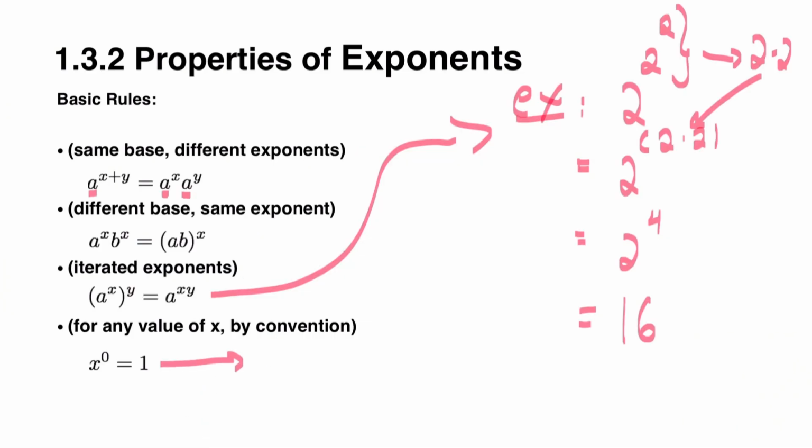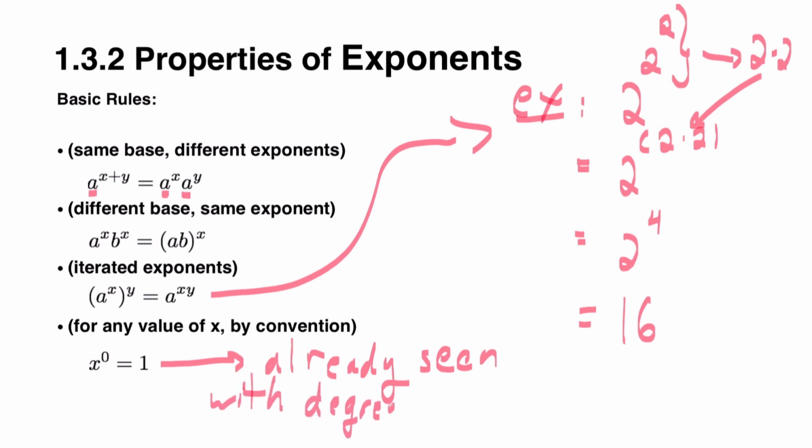Now, the last rule is something that in mathematics we might call a convention. There are reasons for setting this rule to be what it is, but it's maybe not obvious the first time you see it, which is: what is anything to the 0th power? Anything to the 0th power we set to be 1. We have already seen this with degree 0 polynomials, but I thought it was worth iterating again in this context. Some things are worth stating twice, and I think this is one of them.